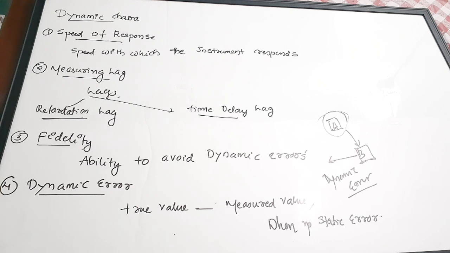So in this video we have discussed the static and dynamic characteristics. There are 12 static and 4 dynamic characteristics. These are the important ones. There are also some other terms, but the most important ones are these 12 static and 4 dynamic characteristics.